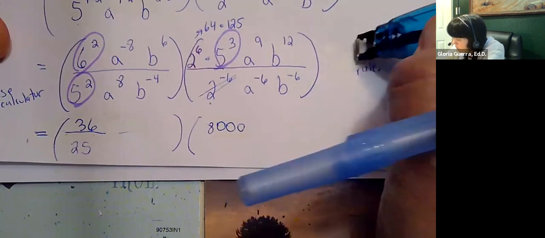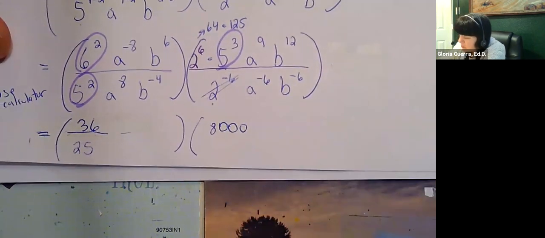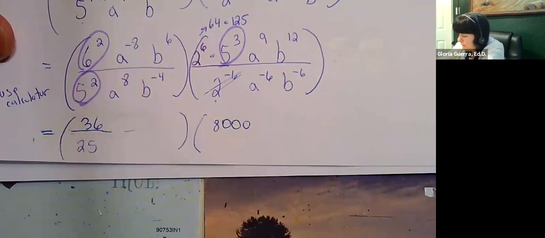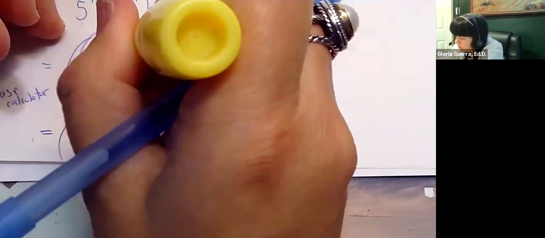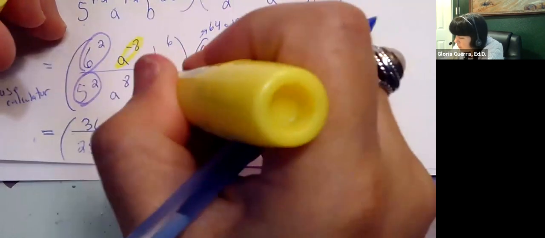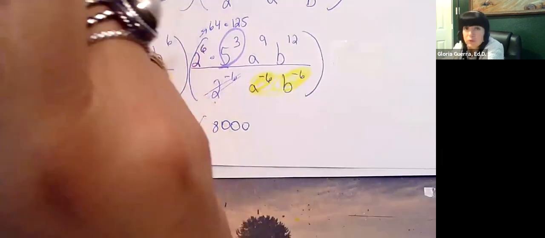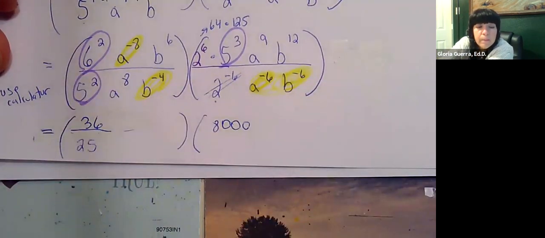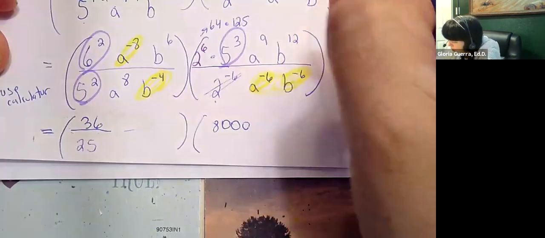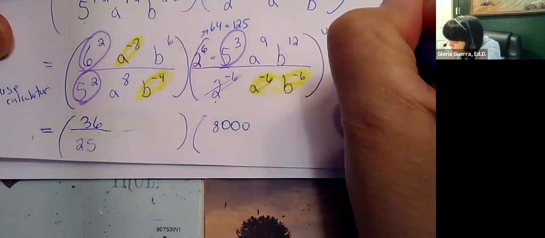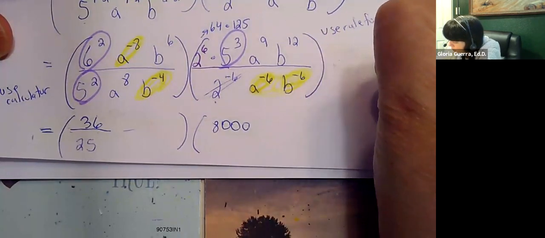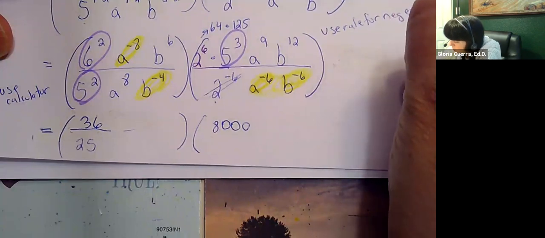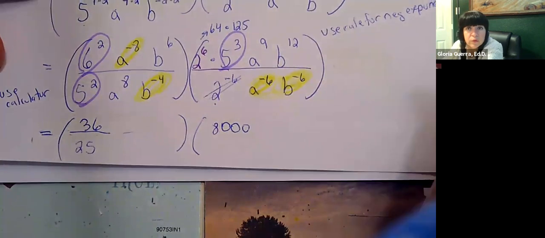So if you want, what you can do is like this goes to the bottom and take off the negative. This goes to the top, take off the negative. These go to the top and you take off the negative. So if you want to go that route, you can. And what you're doing is called using the rule for negative exponents, and that might be easier for you to do it that way.